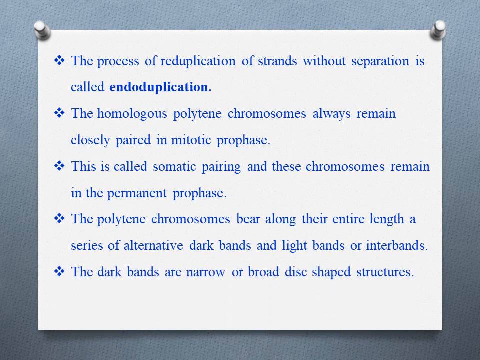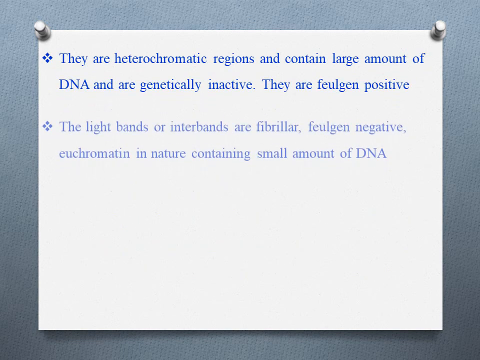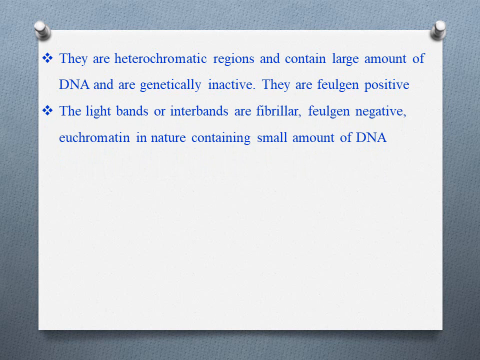The dark bands are narrow and broad disc-shaped structures. The dark bands are the heterochromatic regions and contain a large amount of DNA, but they are genetically inactive. They are Feulgen positive; for Feulgen staining, they get color. And the light bands or interbands are fibrillar. They are Feulgen negative; for Feulgen staining, they get a pale color, looking almost colorless. They are euchromatin in nature and contain a small amount of DNA.